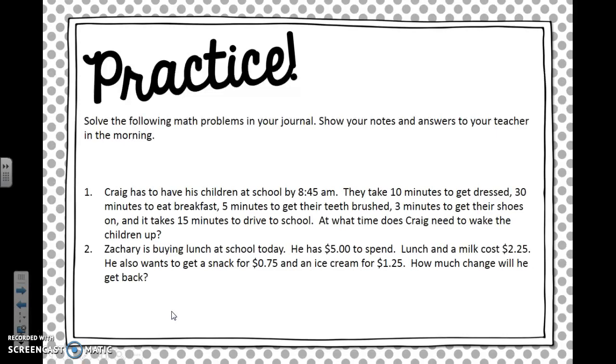My second question says, Zachary is buying lunch at school today. He has $5 to spend. Lunch and a milk cost $2.25. He also wants to get a snack for 75 cents and an ice cream for $1.25. How much change will he get back?